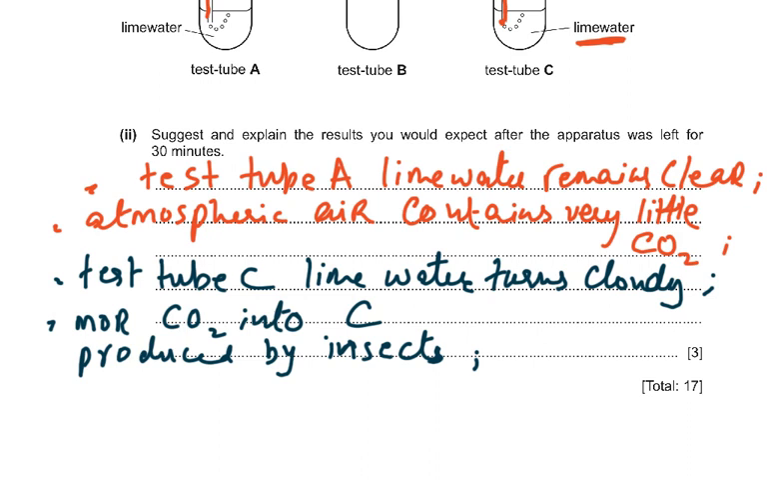Now I'm wording it for you how we'd word it, because some of you maybe know it but you didn't word it correctly. Please remember the wordings are very important. The biological English has to be very exact. So test tube A, lime water remains clear. Atmospheric air contains very little carbon dioxide. Test tube C, lime water turns cloudy. Why? Because there's more carbon dioxide in C which has been produced by the insects.